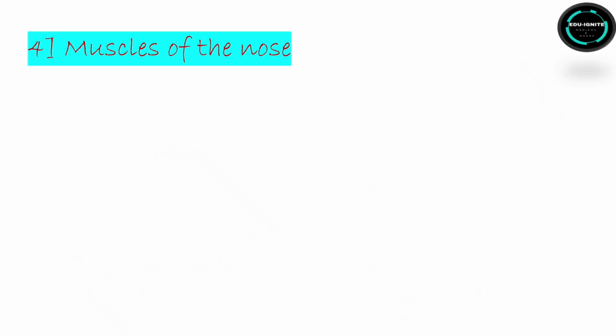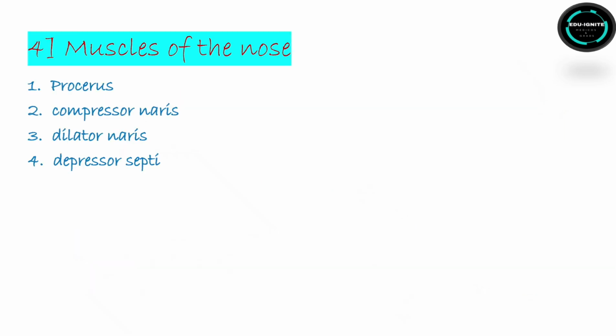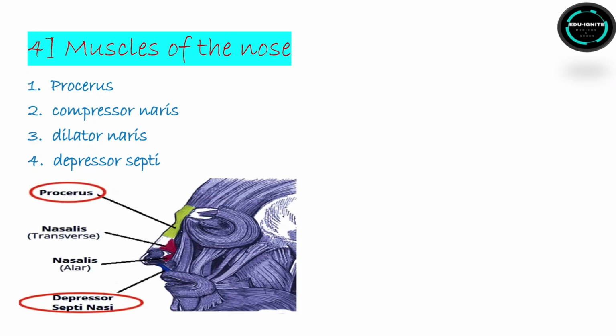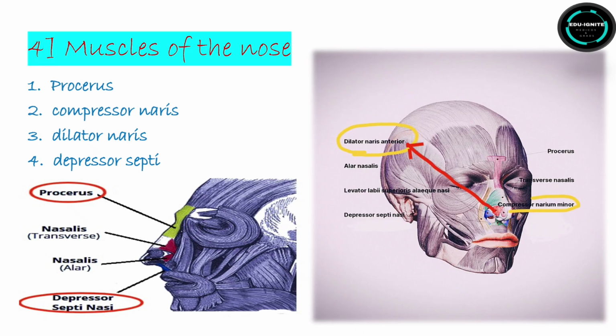Now fourth is muscles of the nose. These are procerus muscle, compressor nares muscle, dilator nares and depressor septi. In this picture we can see procerus muscle and depressor septi nasi. In this second picture we can see dilator nares anterior and compressor narium minor.